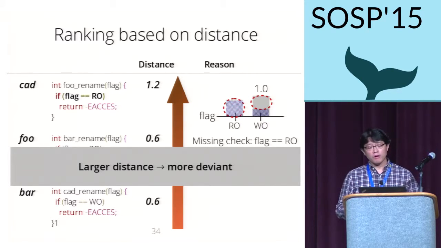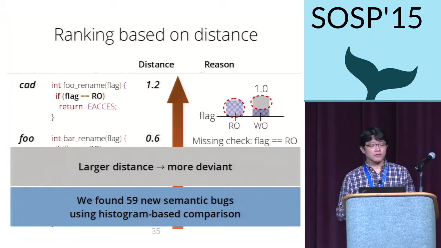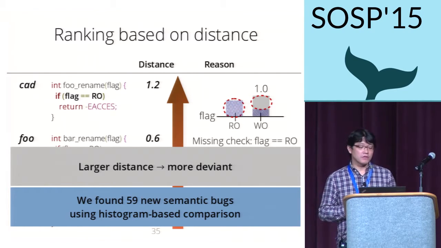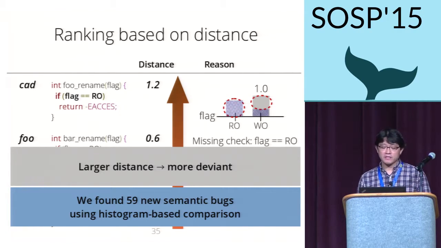And also, by analyzing the non-overlapping region, we can also report what the missing condition check is and what the unique condition check is here. Using this histogram-based comparison, we found 59 new file system bugs.